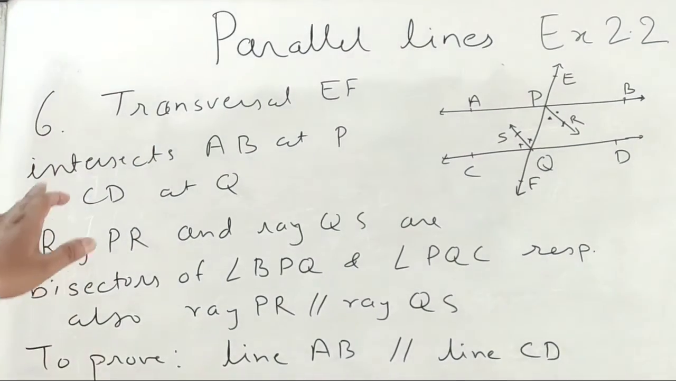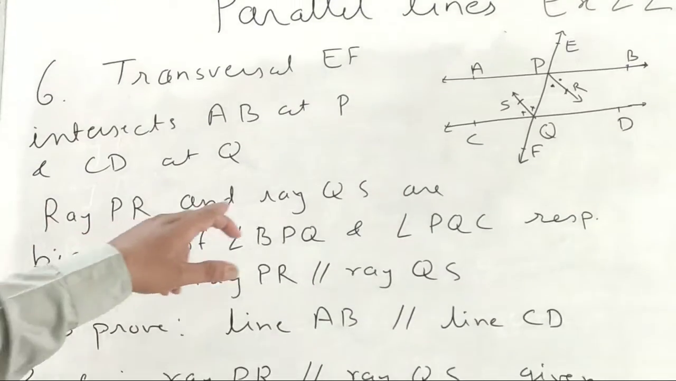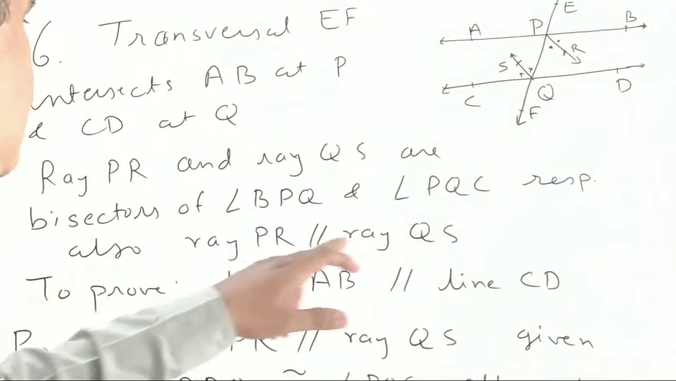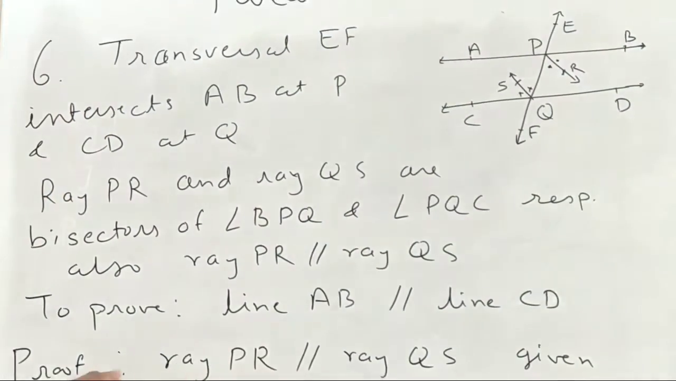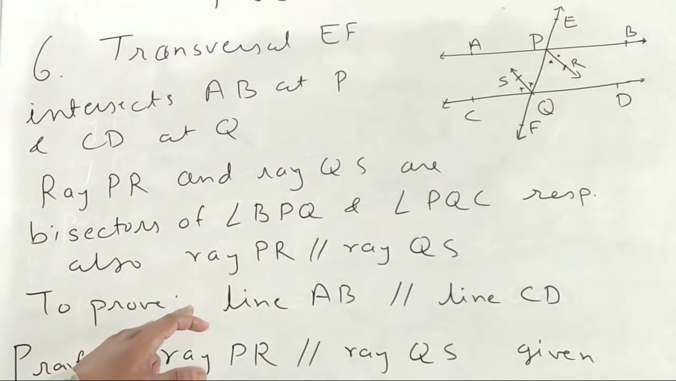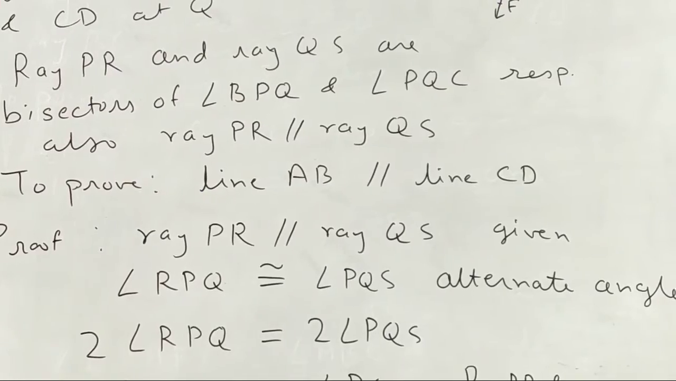Okay? So transversal EF intersects AB at P and CD at Q. Ray PR and ray QS are bisectors of angle BPQ and angle PQC respectively. Also ray PR is parallel to ray QS. And you have to prove line AB is parallel to line CD. Okay, you have to write systematically.